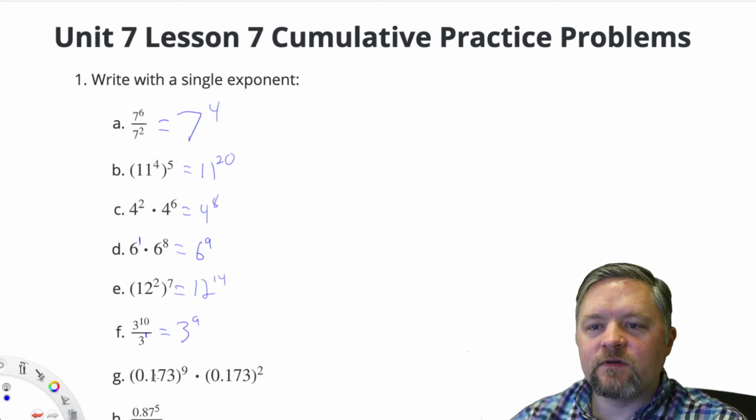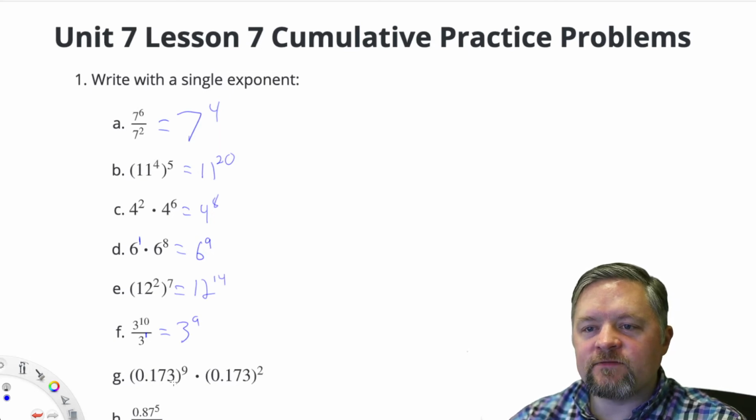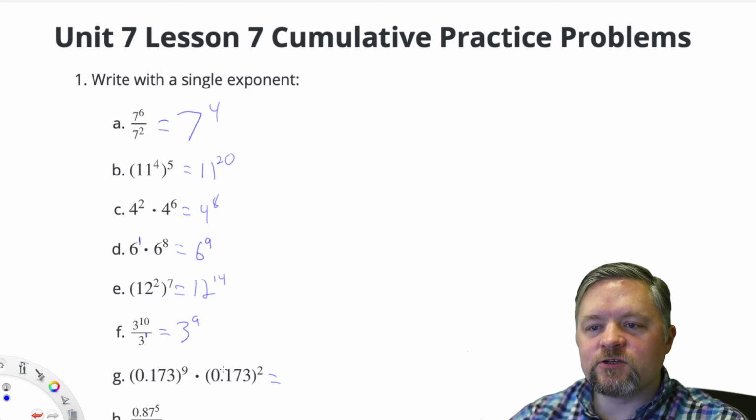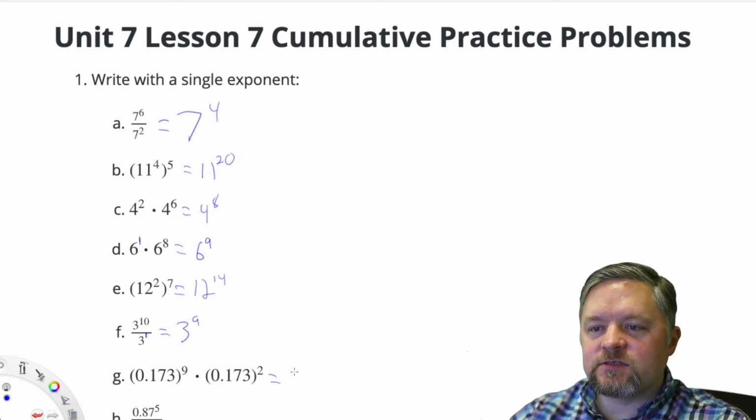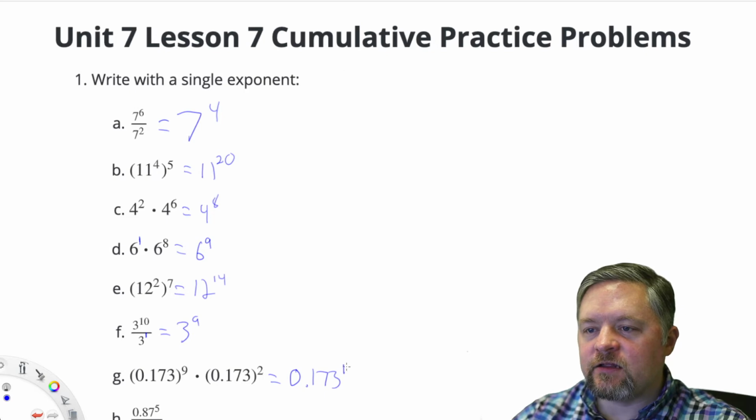Now we have 0.173 to the power of 9 times 0.173 to the power of 2. We are multiplying, so we will add the exponents. 9 plus 2 is 11.